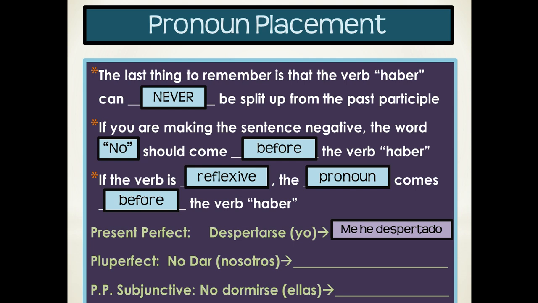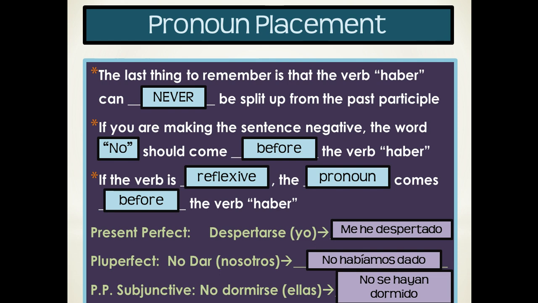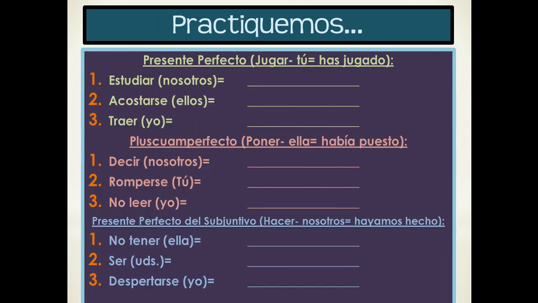For a pluperfect example of no dar in the form of nosotros, we would have no habíamos dado. The no comes in front of both. And then present perfect subjunctive, no dormirse for ellas, no se hayan dormido.